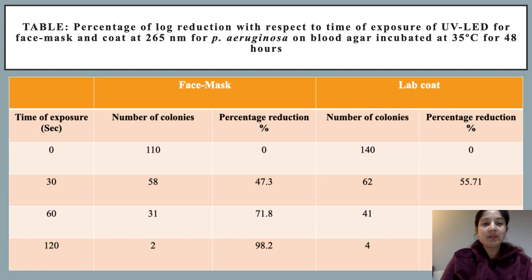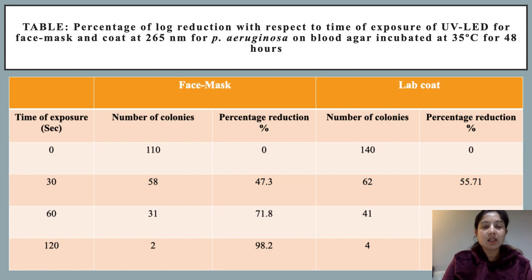So here we have results for Pseudomonas aeruginosa. We repeated the same experiment for Pseudomonas aeruginosa on cetrimide, but we were not getting expected results. We were again and again getting lawn instead of single colonies. So our professor suggested, because of time constraints, to use directly the blood agar plates available in our laboratory.